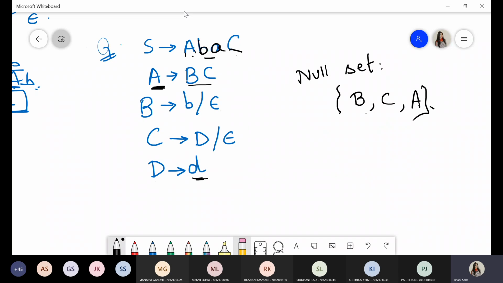Is it clear? That's why in the first point that I have made you write, you have to form the null set with the variables that are directly or indirectly generating epsilon. Is it clear now to all of you?